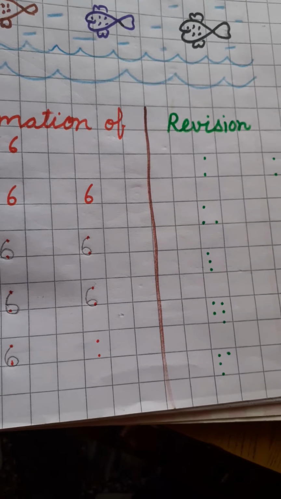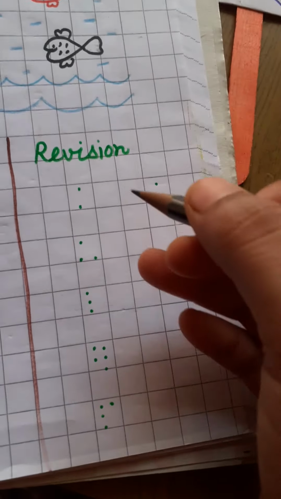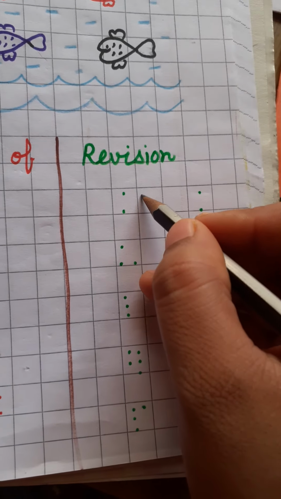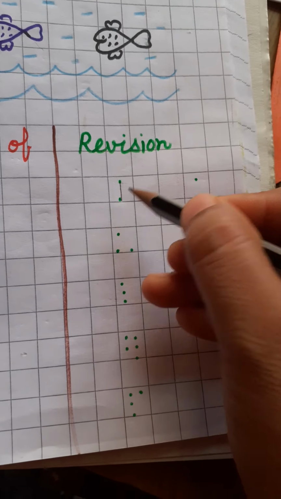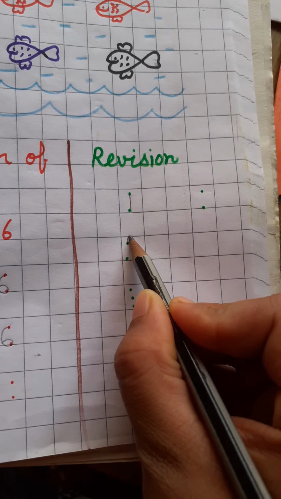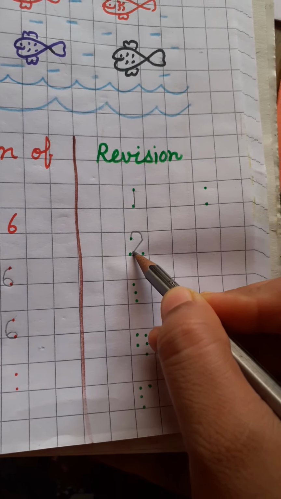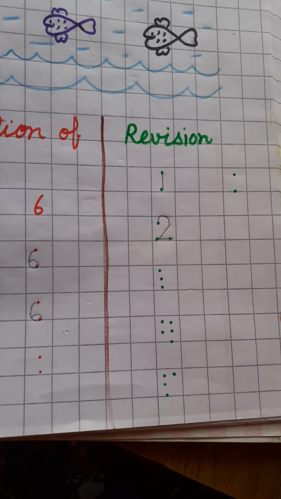Okay, now it's time to revise our previous numbers. How can we make number 1? Okay, 1 to 6. Now look at here. 1, make a standing line. This is our number 1. How can we make number 2? Make a down curve like this. After that make a slanting line and now make a sleeping line. This is our number 2.